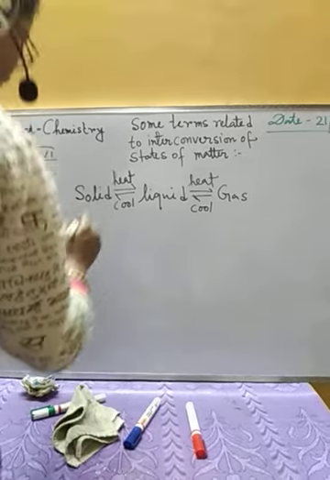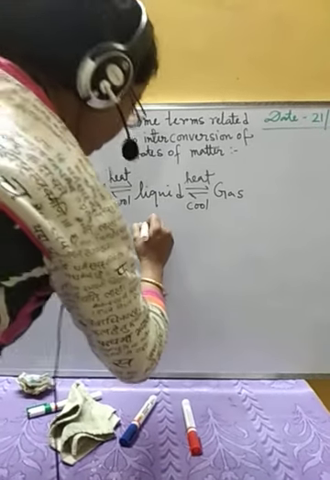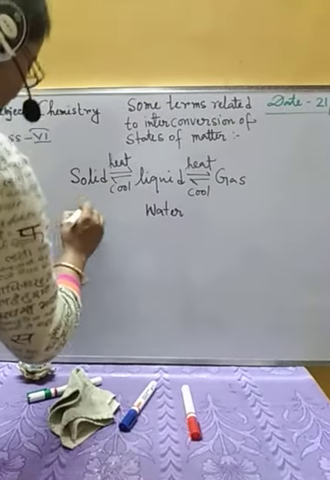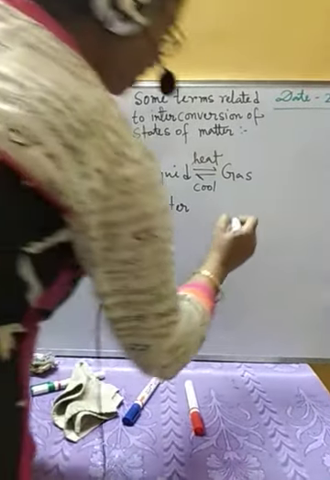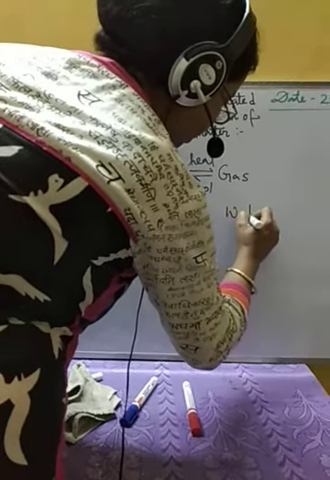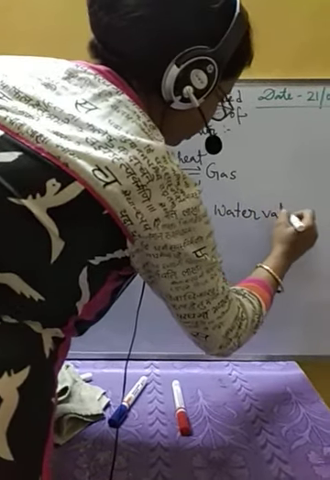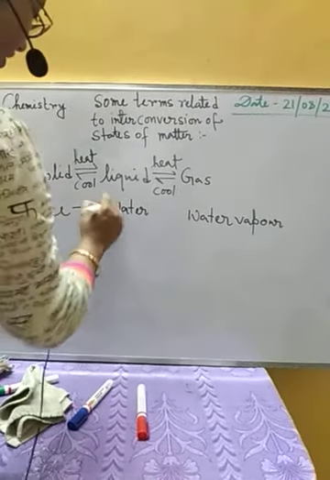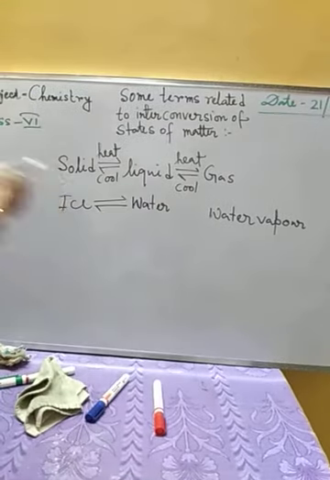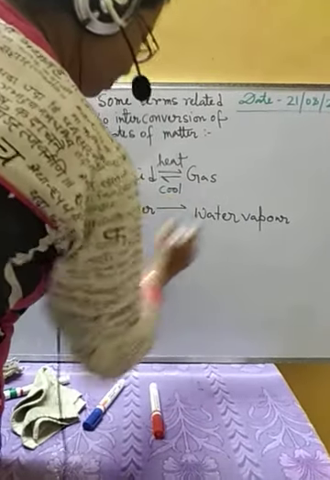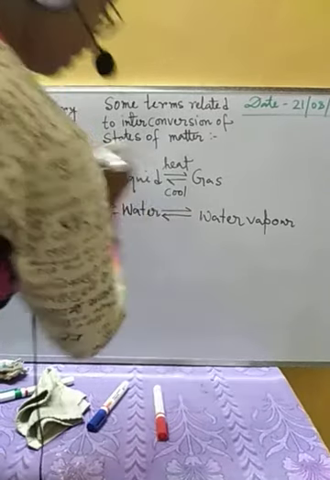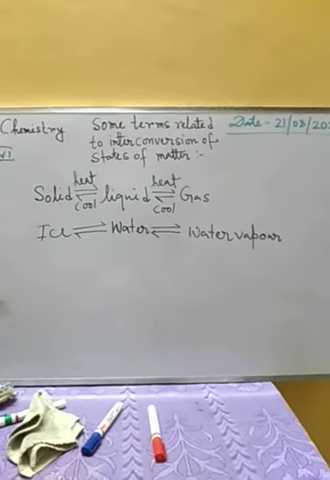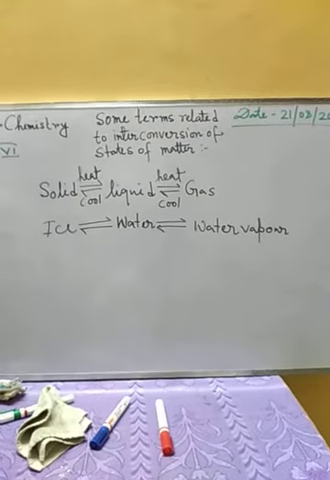If we take an example of water, it is the liquid form, its solid form is ice and its gaseous form is water vapor. So these three states are there. From ice we can get water, from water we can get ice, again from water we can get water vapor, from water vapor we can get water again. So these three states of water can be interconvertible. Okay, and the process is called interconversion of states of matter.